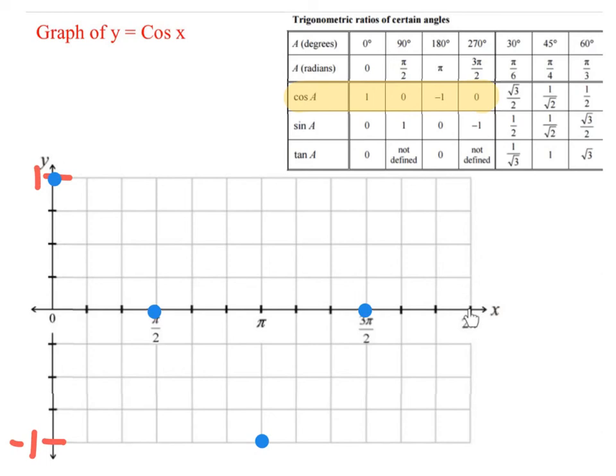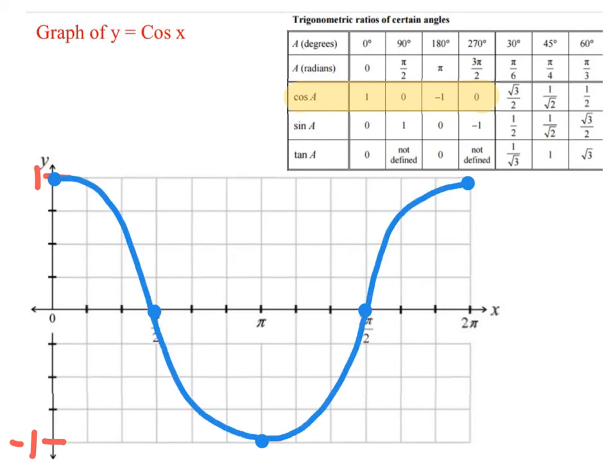And next I have 2 pi, which I know is equal to 360 degrees, which is in the same position as 0 degrees on my circle, which is in the same position as 0. So I go back to 0 on my radians, and I have 1 for my cos of A, so I'm going to go to 1 on the y-axis. Now I have my points plotted, I join them together with a curve. And now I have the graph of y equals cos of x.